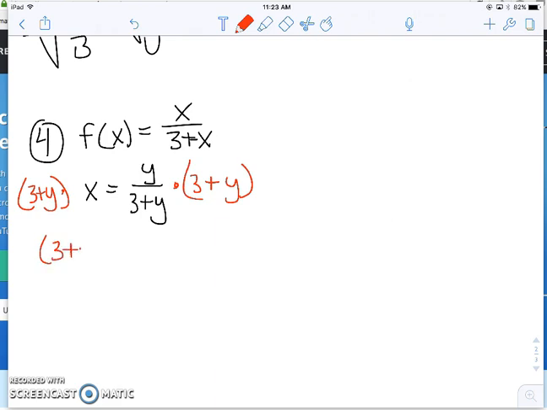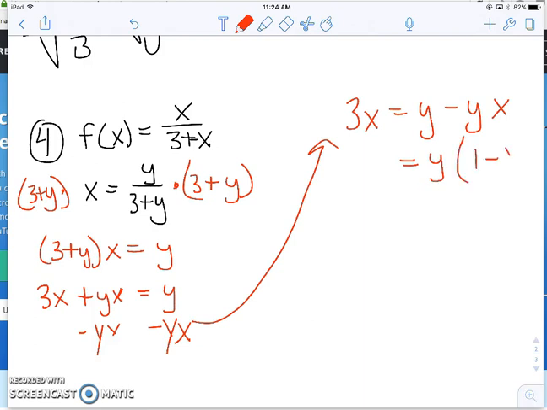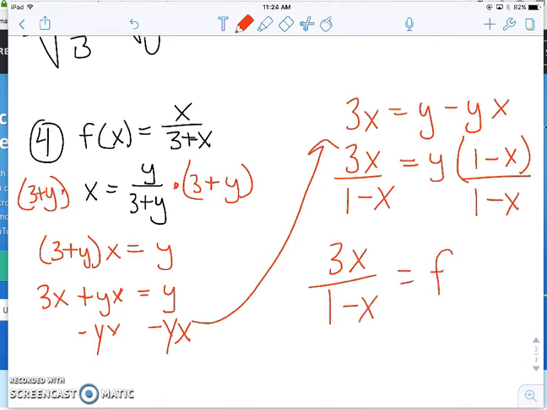So now we have (3 plus y) times x equals y. Well, that's nice. Now we don't have a fraction here. Let's get rid of these parentheses. So now we have 3x plus yx equals y. Well, our goal is to solve for y, so we have to get y on the same side here. So minus yx, minus yx. So now we have 3x equals y minus yx. So we're getting closer. So the next thing we can do on this side is we can factor. So factor out the y becomes y times (1 minus x) equals 3x. And this is kind of nice because now we can just divide by 1 minus x, divide by 1 minus x, and we have 3x over 1 minus x equals our inverse.